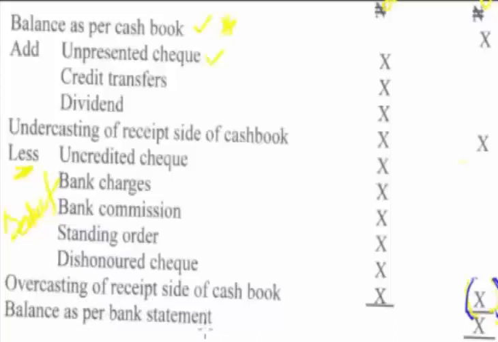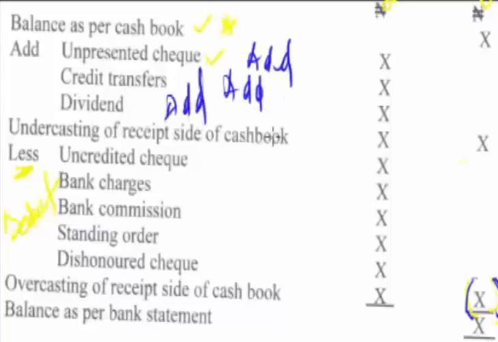Before we move further to see the second format, let's recap a little bit. Let's go back to our analysis chart. Back in our analysis chart, we're given actions or the correction of some of the effects we analyzed. Back then, we're told that unpresented checks, here we are dealing with balance as per cash book, we need to add back to cash book, and we need to add back credit transfers to cash book, and dividend we need to add back to cash book. Undercasting of the receipt side of the cash book, we need to add back to cash book.